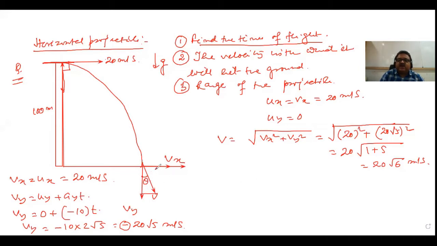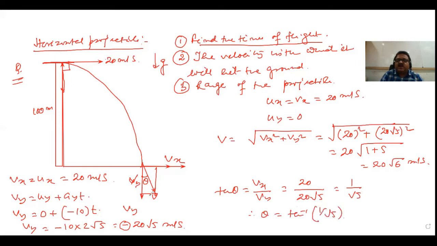So if I close the parallelogram, tan theta is equal to what? Height by base. Height is Vx, look at this, this is Vy and this is Vx. So tan theta is equal to Vx by Vy. What is Vx? Vx is 20. What is Vy? You have to take the magnitude only, 20 root 5. That is 1 by root 5. So you get theta equal to tan inverse of 1 by root 5. Again, write down that it is with the vertical, correct? And what is the angle? It is already given in the diagram.